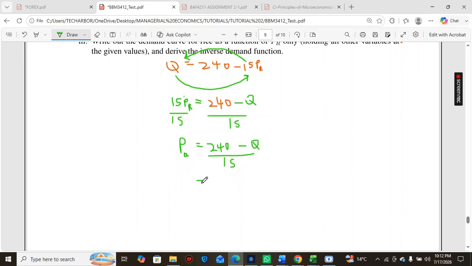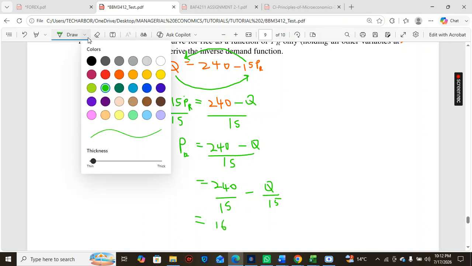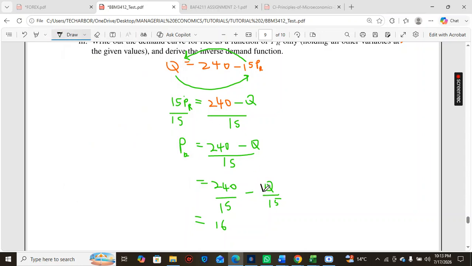You can just do this. You say 240 divided by 15 minus Q divided by 15. So let's do 240 divided by 15, six. Then here, we have 1 over 15 Q. If you don't want to leave it as a fraction, you can say 1 divided by 15, that is 0.0666. So maybe you can put 0.0666Q.